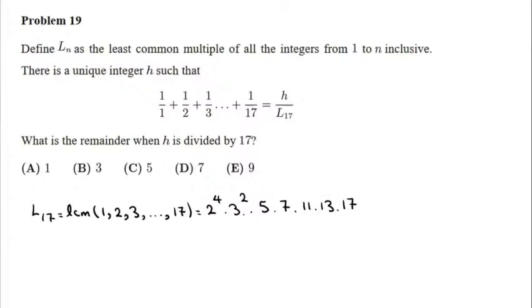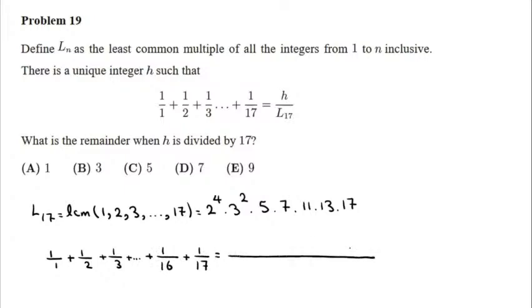Now, if you want to calculate 1 over 1, for example, plus 1 over 2, plus 1 over 3, plus 1 over 16, plus 1 over 17, and if you use this common multiple, 2 to the 4 times 3 squared times 5 times 7 times 11 times 13 times 17. So the first term, let me call this one L17. The first term will be L17. All of them. The second term, because we have 1 over 2, it will be only L17 over 2.